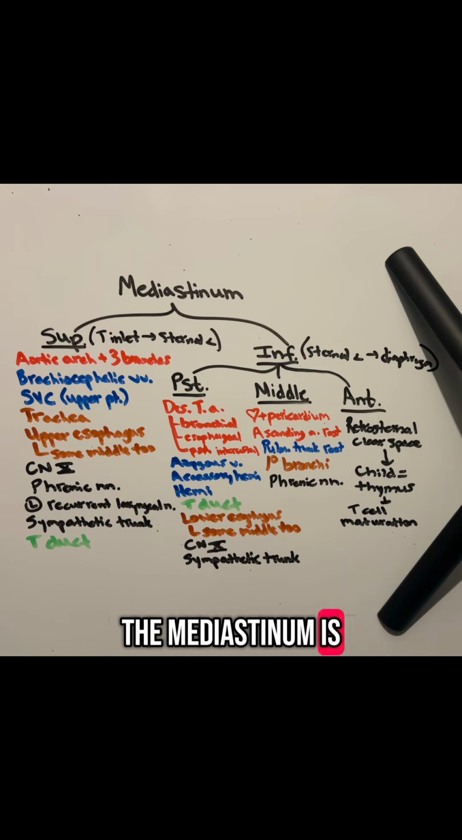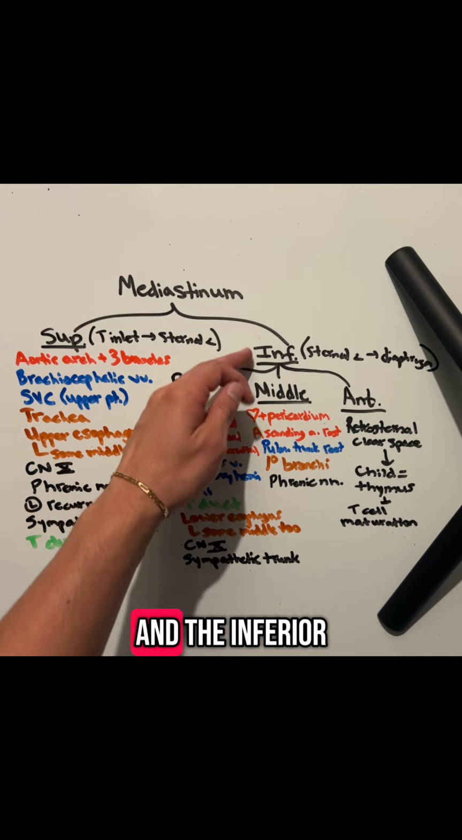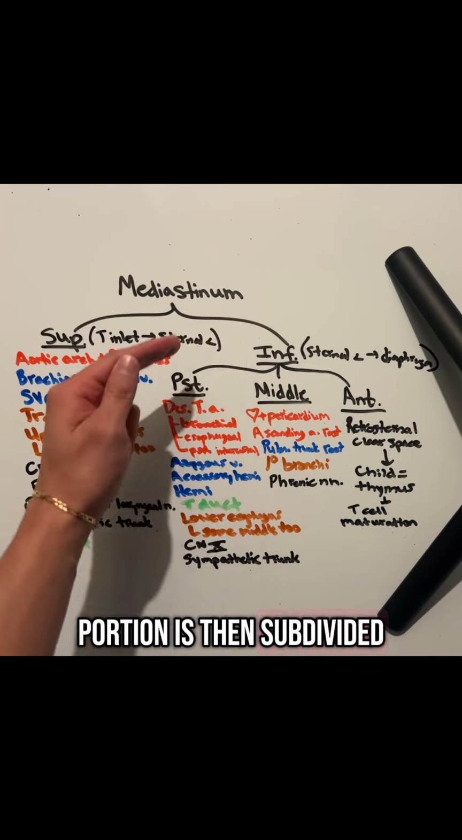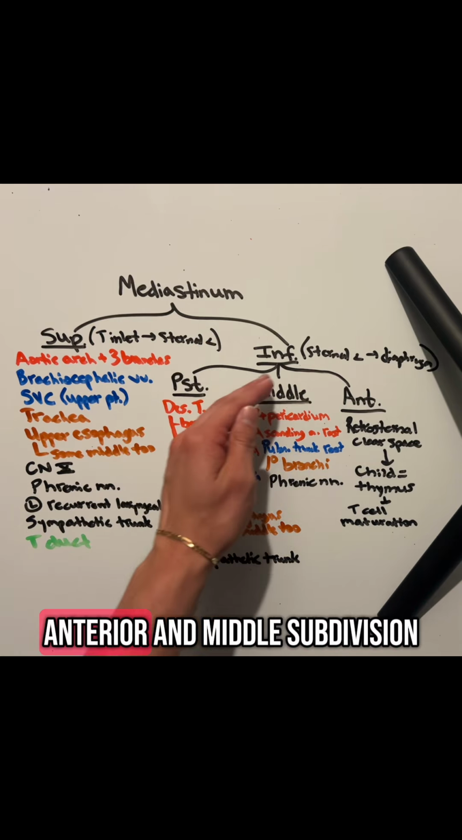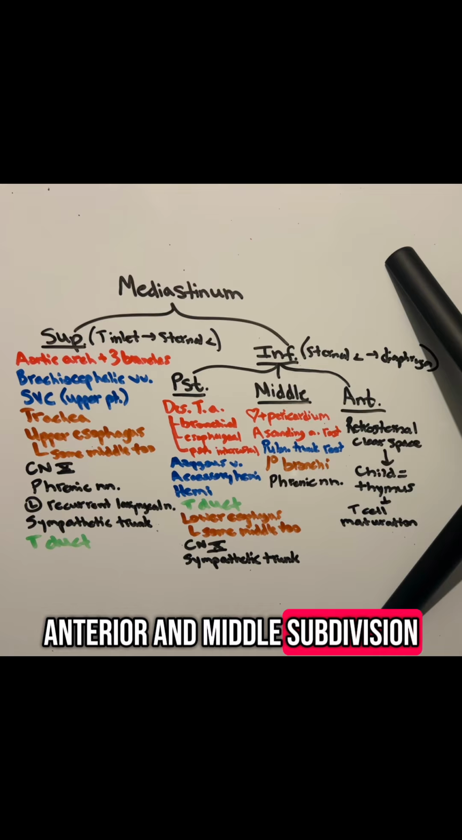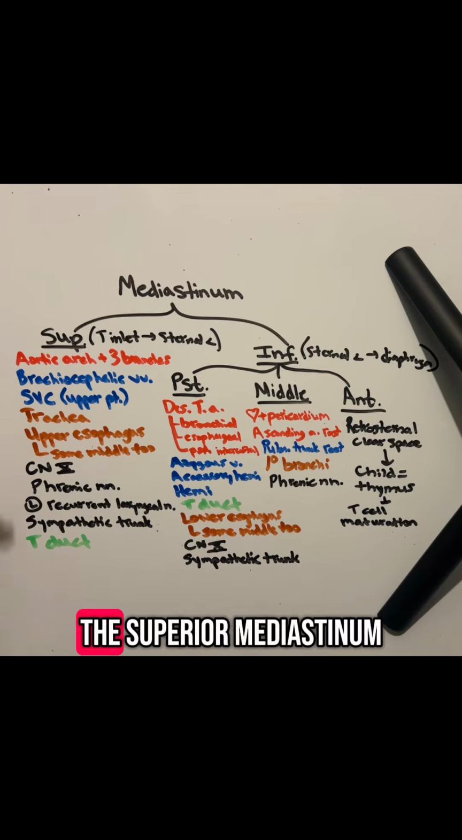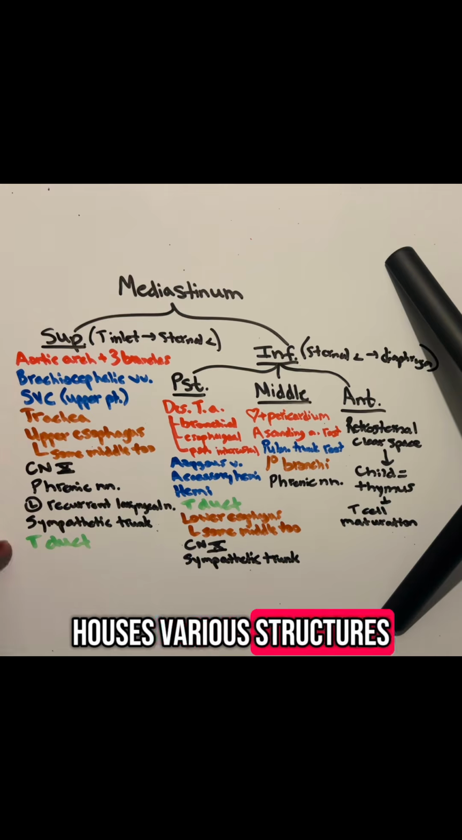The mediastinum is the central portion of the thoracic cavity, and it exists between the left and right pleural sacs, and therefore it's between the left and right lungs. The mediastinum is divided into a superior and inferior portion, and the inferior portion is then subdivided into a posterior, anterior, and middle subdivision. The superior mediastinum houses various structures.